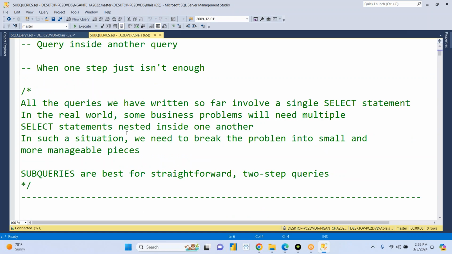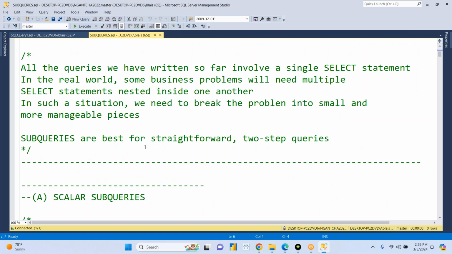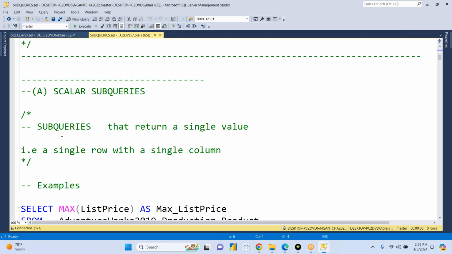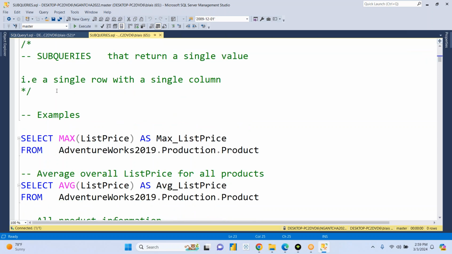See, so in such a situation, we need to break the problem into small and more manageable pieces. So subqueries are best for straightforward two-step queries, right? So let's begin with some terminologies. A scalar subquery is when your subquery returns a single value. For example, I want to investigate the maximum list price. See, can we all switch this to 2022? Just put 2022 right here.